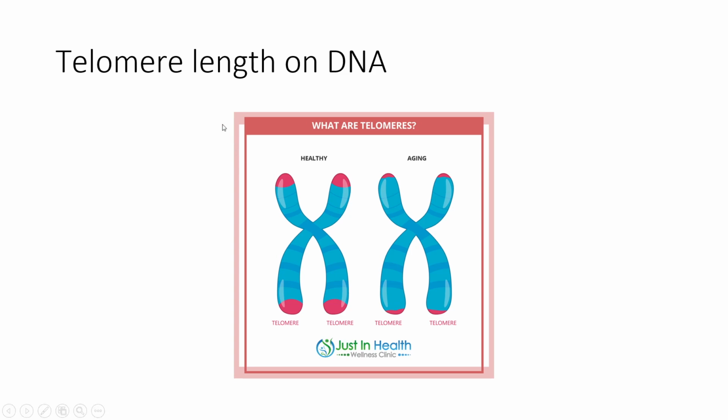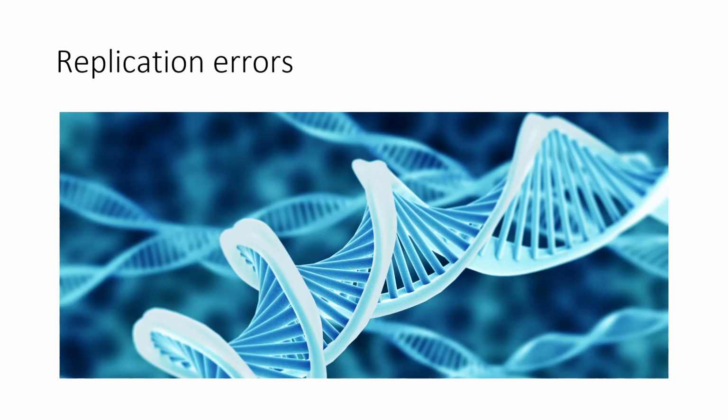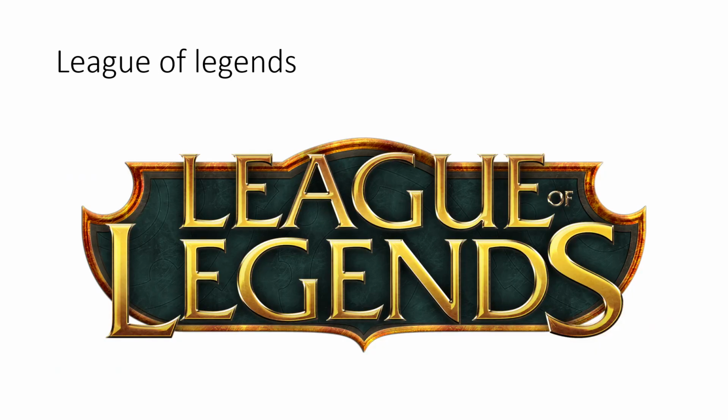Another variable that's very difficult to control is replication errors. The reason is that these are completely random. In a patient, you can't really control them, and it wouldn't be ethical to force mutations inside a patient. And the third variable that you can't really control, because it's far too unethical to expose doctors to toxic materials, is whether or not the patients play League of Legends.